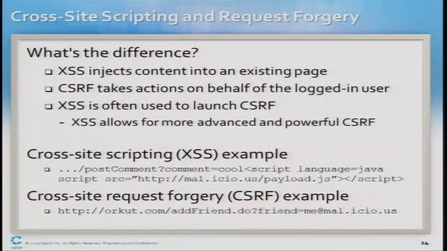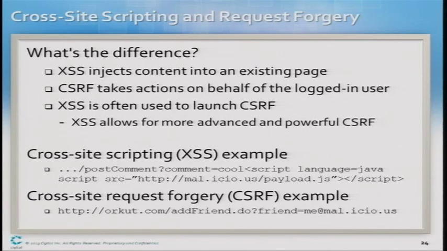So we hear a lot about cross-site scripting and cross-site request forgery. Most of you are probably familiar with it, but I'm just going to cover the differences real quick and show how they relate to each other. Cross-site scripting injects content into an existing page, while CSRF takes an action on behalf of the user that's currently logged in. Now, XSS can often be used to launch CSRF, and it makes for a much more powerful CSRF attack once you have crossed over into that trust boundary and you're in the same code base as the native JavaScript.